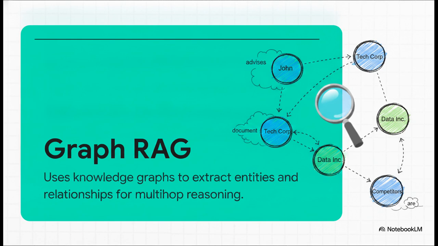It inherently knows John advises Tech Corp, and it knows Tech Corp competes with Data Inc. It traverses these relationship edges to perform complex, multi-hop reasoning across your entire document base.